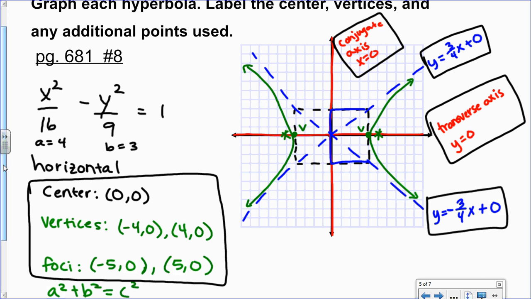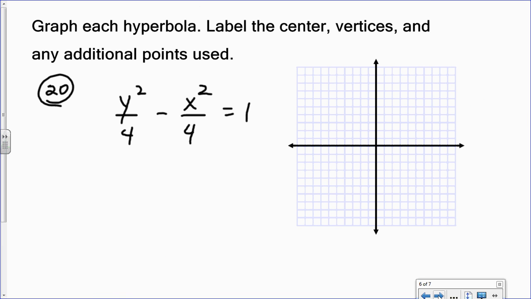Okay, so we're going to do another one, this basic one where the center is 0, 0. So give us a little bit more practice before we change it up and do one that's not at 0, 0.